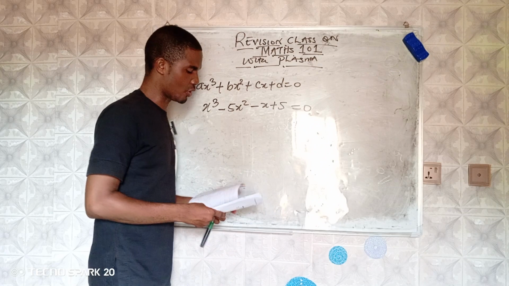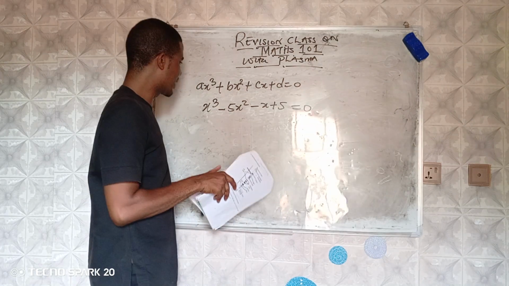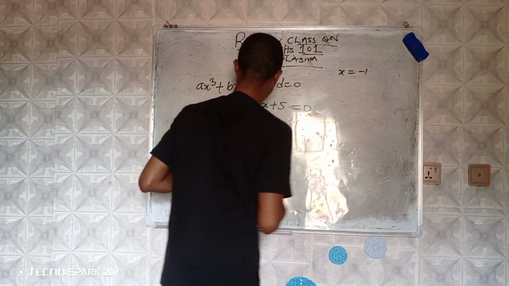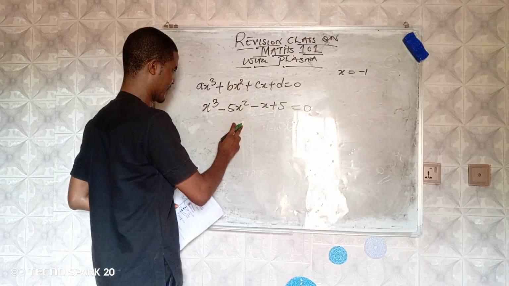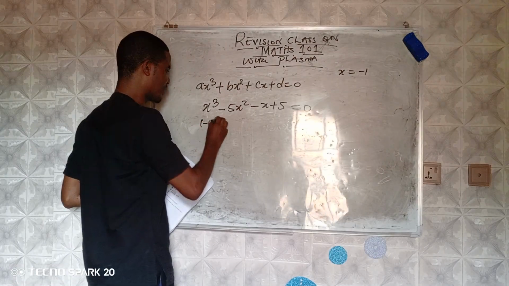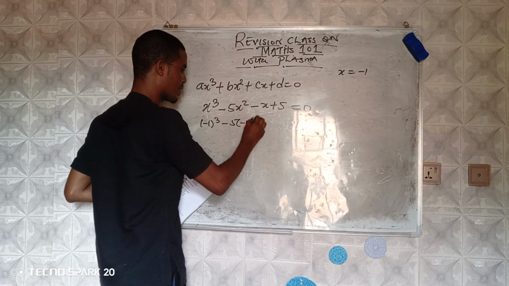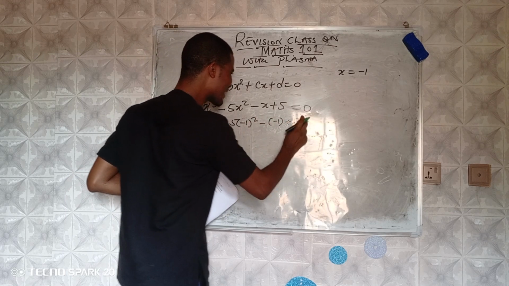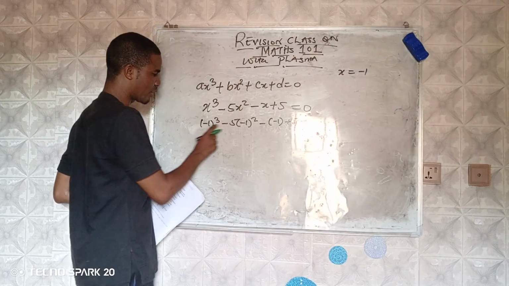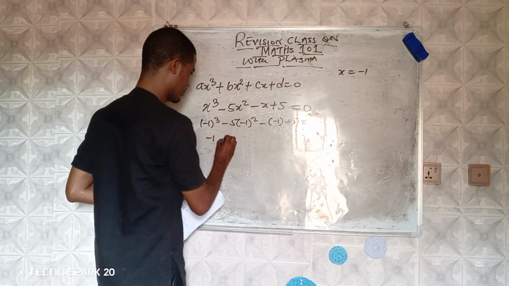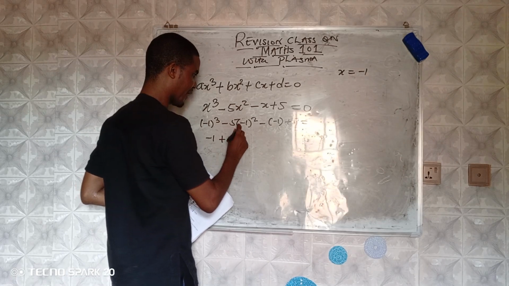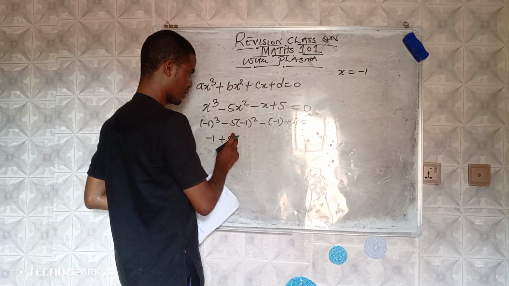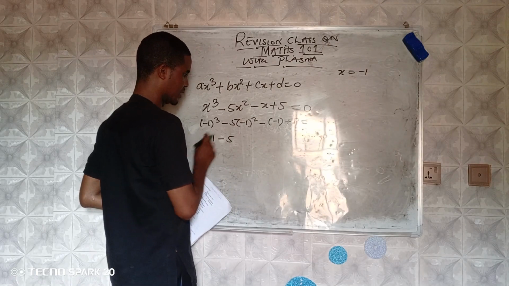What do I mean when I say you try -1? What you're going to do is, you say let x be equal to -1. So anywhere you see x here, you put -1. So you see we have -1 cubed minus 5 into -1 squared minus -1 plus 5. Will this give me 0? You check. -1 cubed is -1. This is going to give me plus 5, because -1 squared is 1 times 5. Okay, this will give me -5 also.